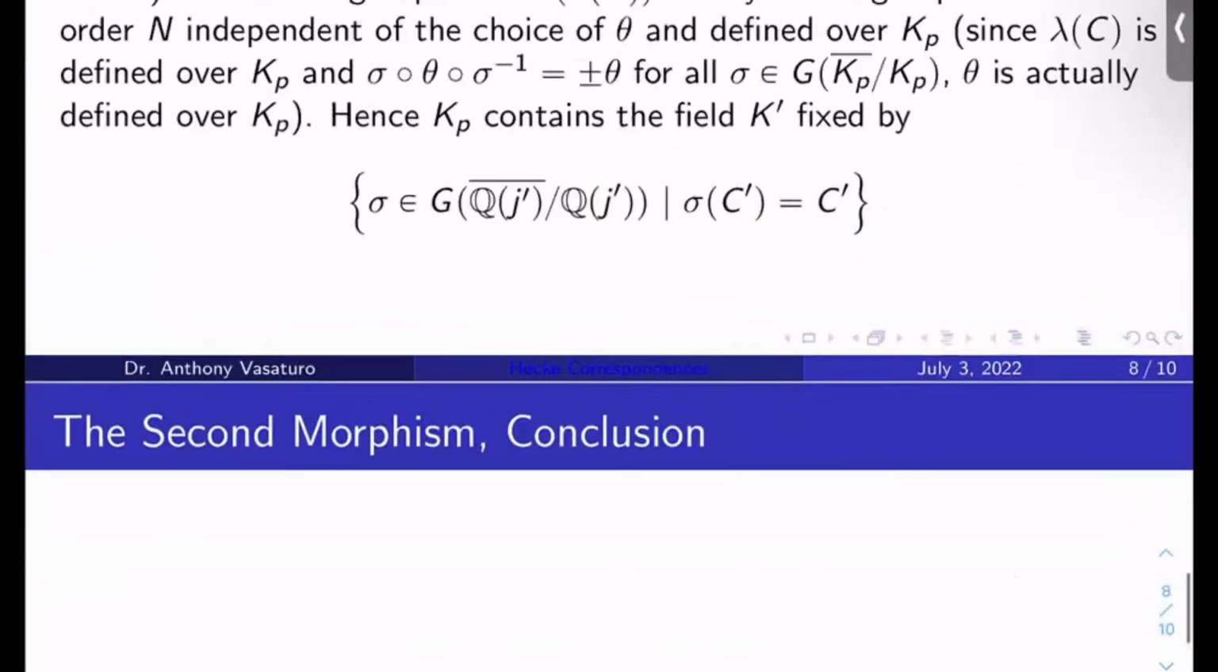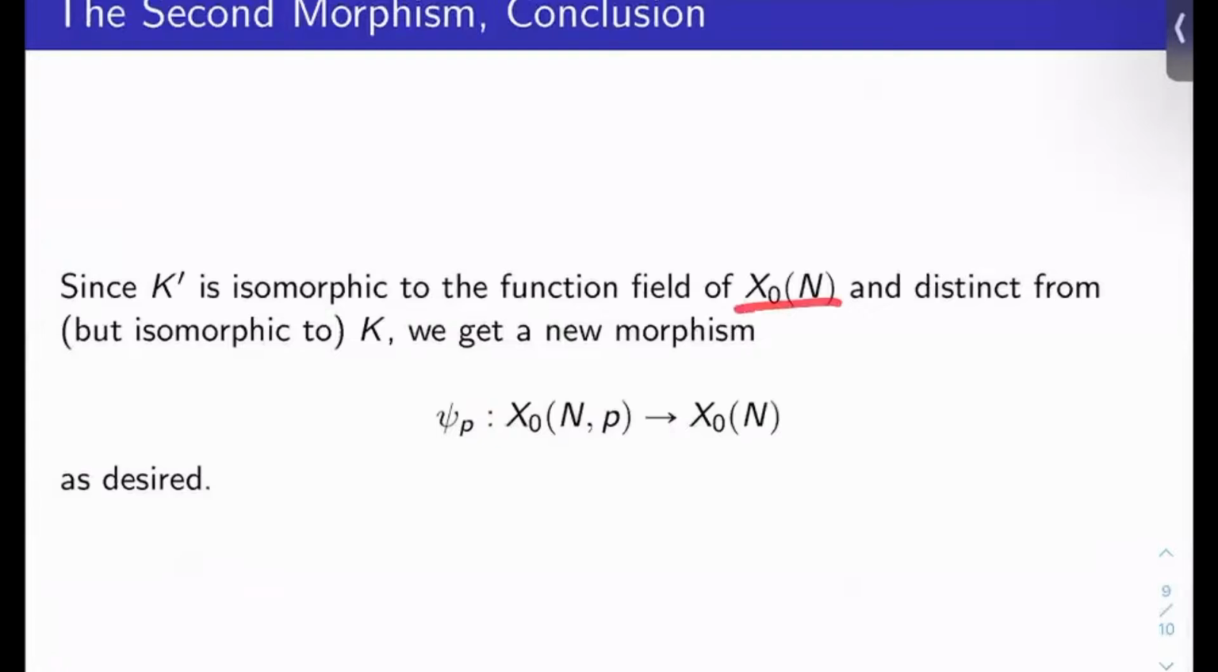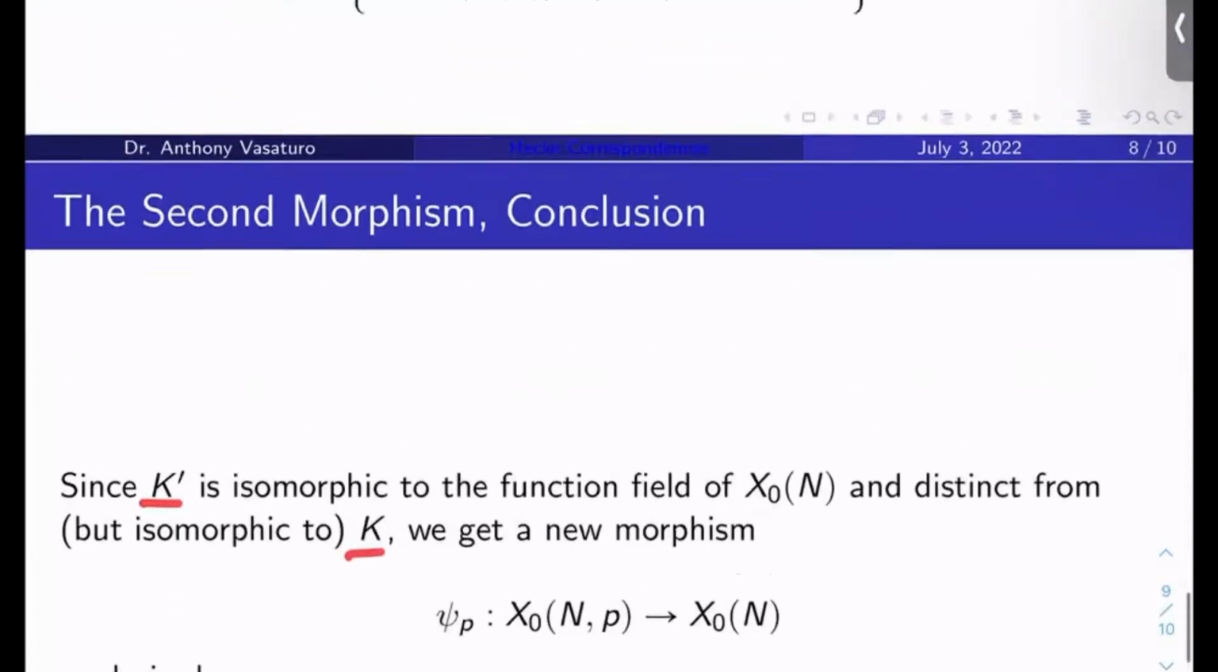Now, you can also see that K prime is isomorphic to the function field of X_0(N). You see, because what's going on here is you're fixing a generic N torsion structure on the universal elliptic curve with J invariant J prime. That's what's going on here. Okay, well, the field fixed by that is the function field of X_0(N), essentially by definition of X_0(N). And you can also see pretty easily that K prime is distinct from but isomorphic to K. K is obviously isomorphic to K prime because K was also isomorphic to the function field of X_0(N). And then it's not hard to see these are distinct either.